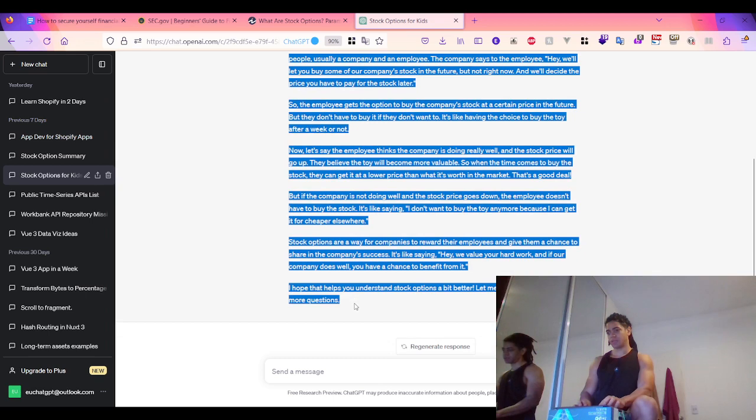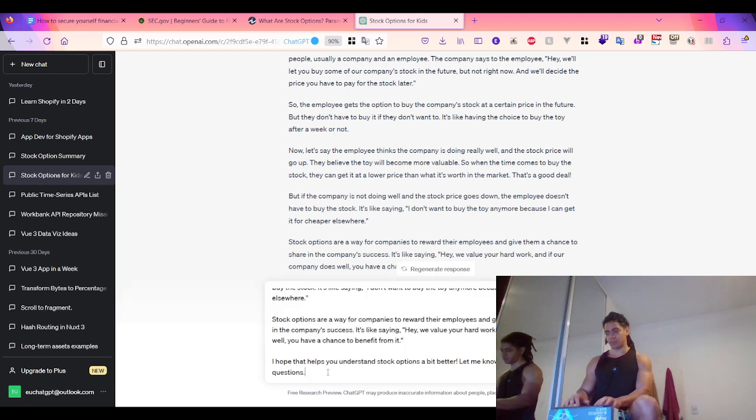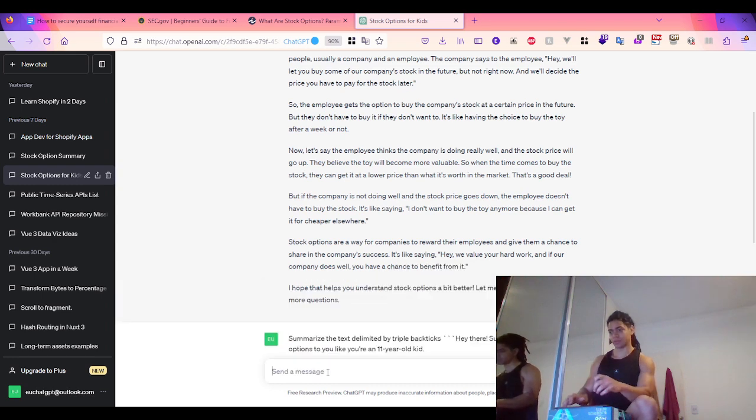So now let me ask ChatGPT here. Summarize the text delimited by triple backticks. Okay, I'm using here some of the prompt engineering principles that I learned from deep learning.